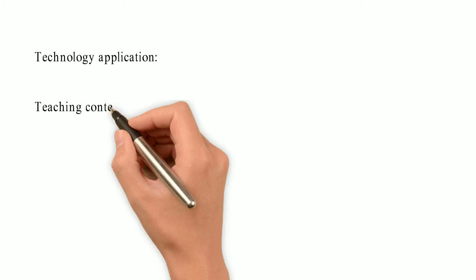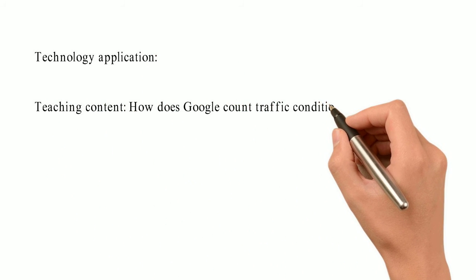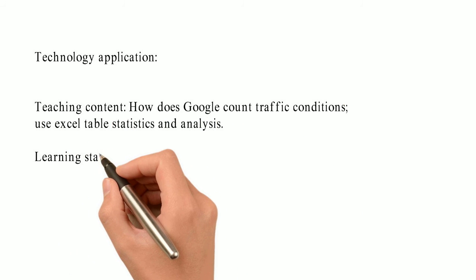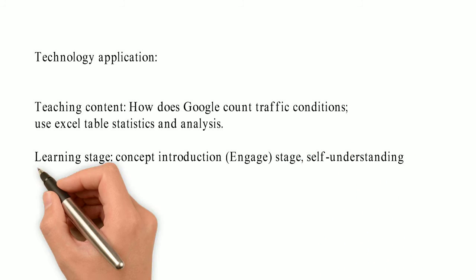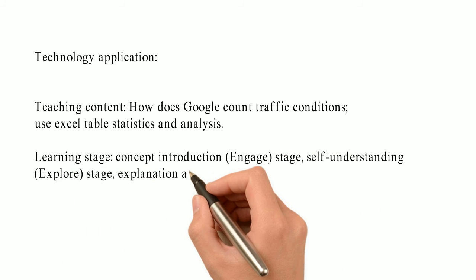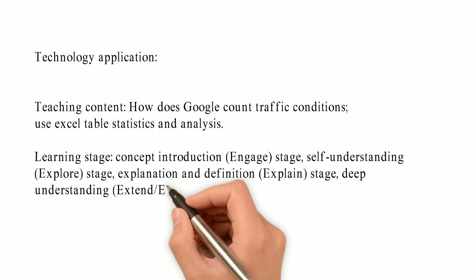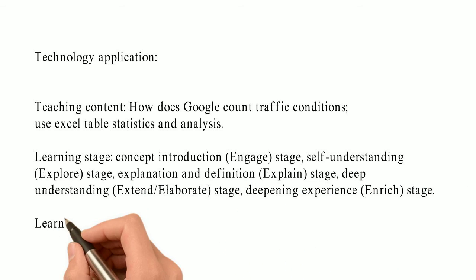Next is technology application. Teaching content: how does Google count traffic conditions? Use Excel table statistics and analysis. Learning stage: engage, explore, explain, extend or elaborate, enrich. Learning tools: Google Map and Excel.